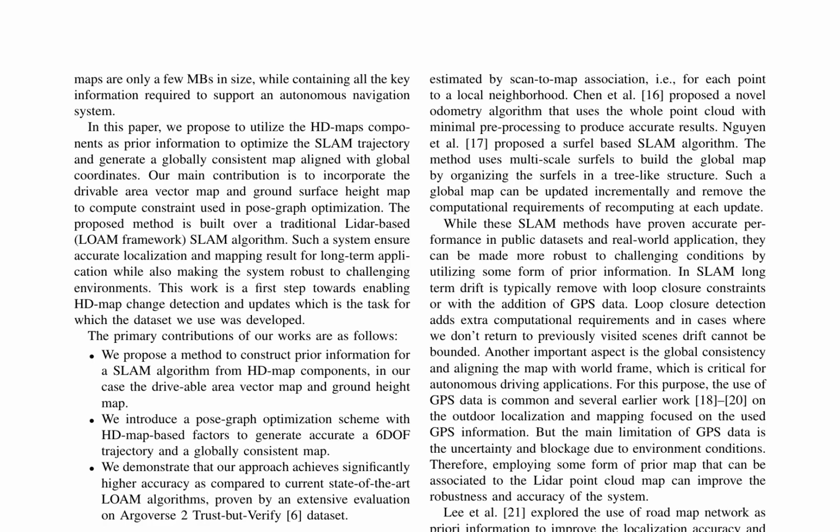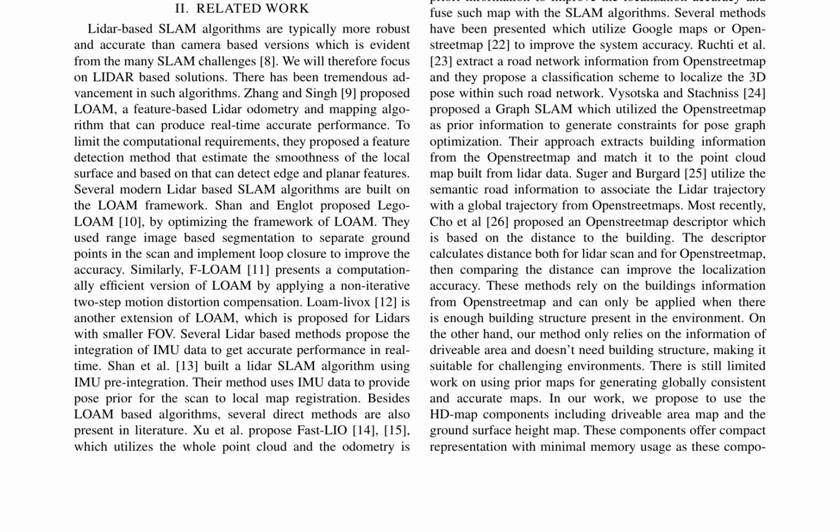current state-of-the-art LOAM algorithms. Existing lidar-based SLAM algorithms have limitations, such as the need for loop closure detection or GPS data, which can be unreliable in certain environments. In contrast, this work utilizes compact HD map components, which offer a compact representation with minimal memory usage, making them suitable for real-time SLAM. The proposed method is a first step towards enabling HD map change detection and updates, which is essential for long-term navigation in familiar environments.